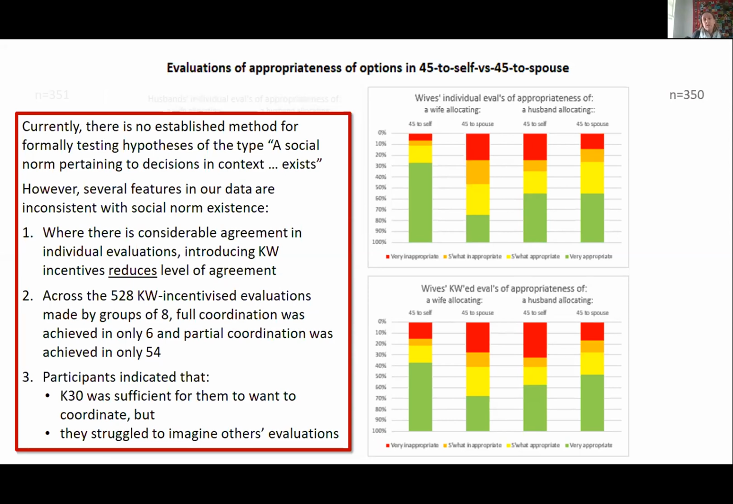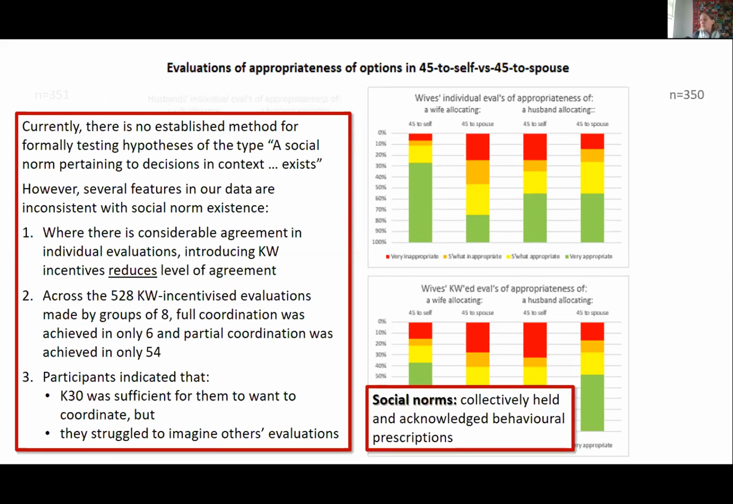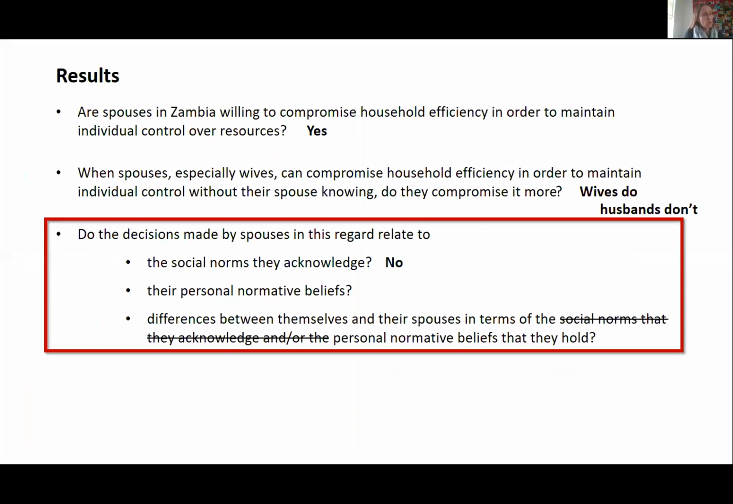Now, given our definition of a social norm, these findings strongly suggest that there just wasn't some rule that they all acknowledged and knew about that was relevant to this decision-making context. So we conclude from this that there isn't a social norm guiding behavior here, okay? So from now on, I'm going to concentrate on personal normative beliefs, okay?